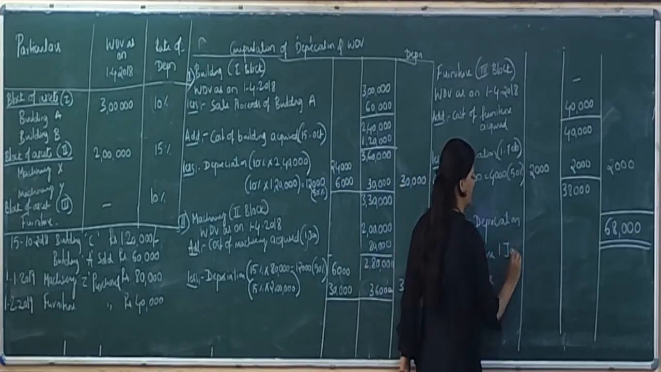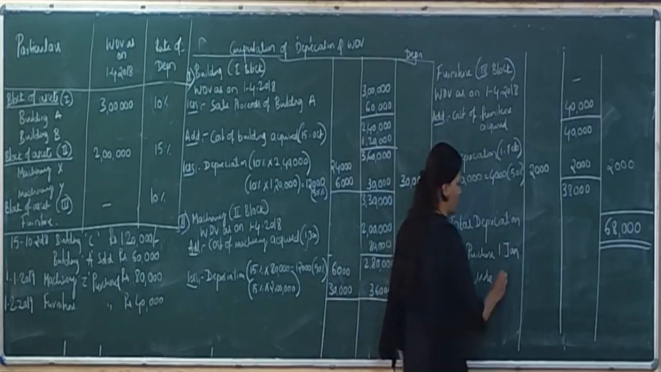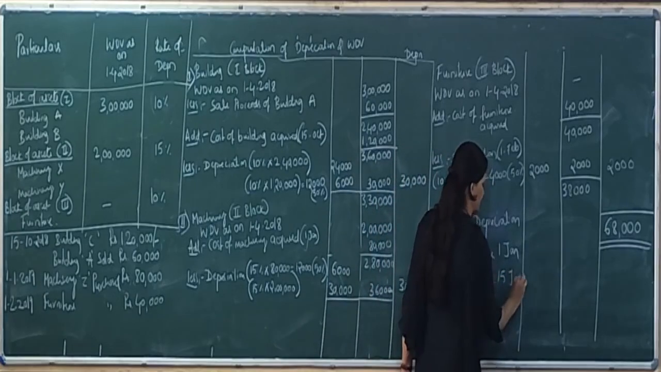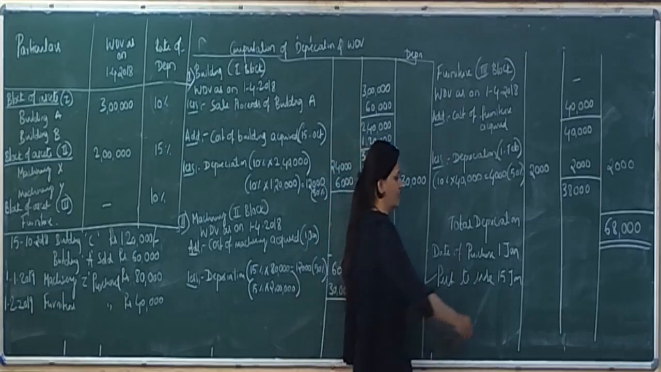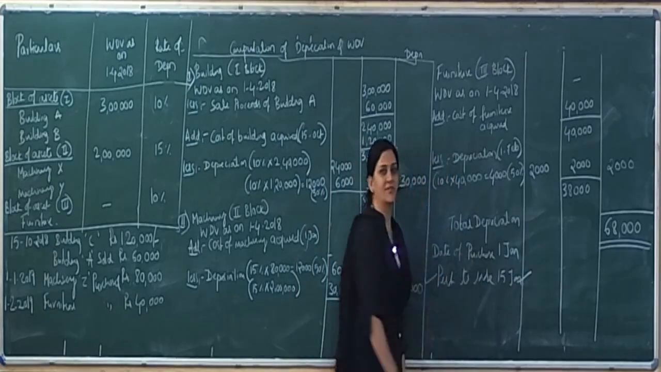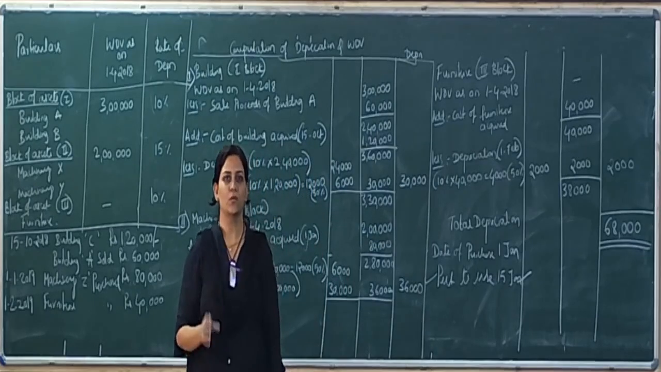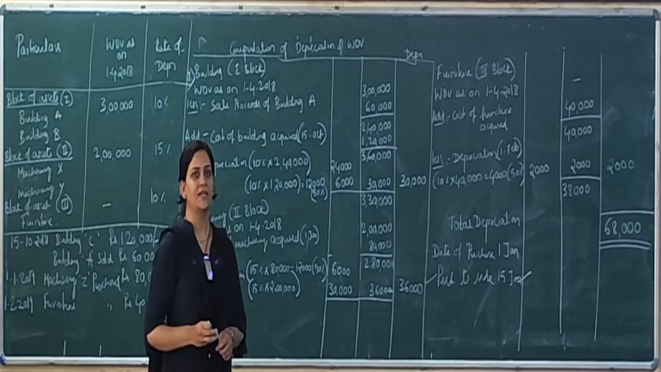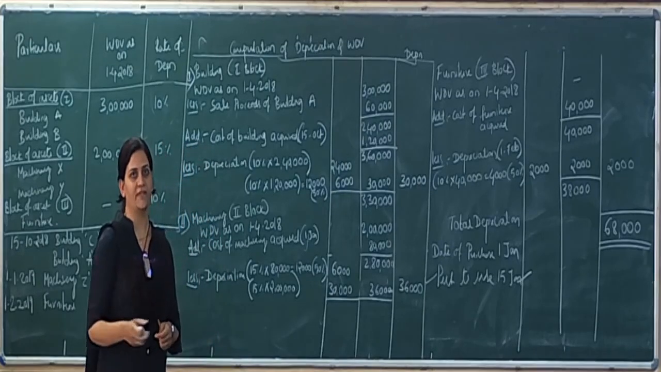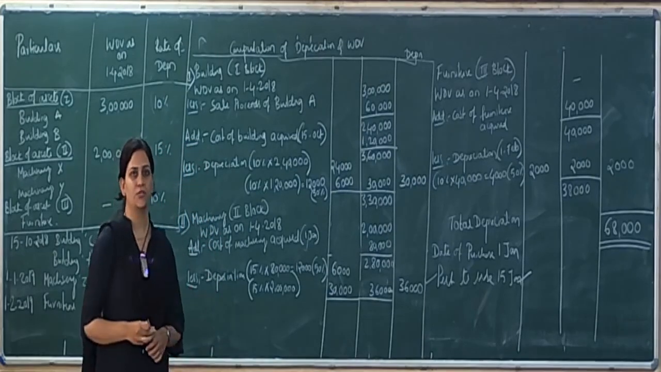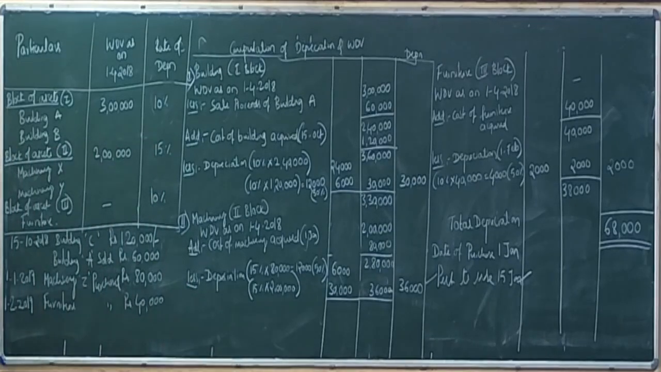Say for example, this particular asset is purchased on 1st January, but actually it was put to use on 15th Jan. Then which date are you going to consider? You are going to consider this date, not this one. Getting my point, right? So always be very careful about the dates, because if you go wrong in the calculation of the number of days, your entire problem would be wrong in that case.